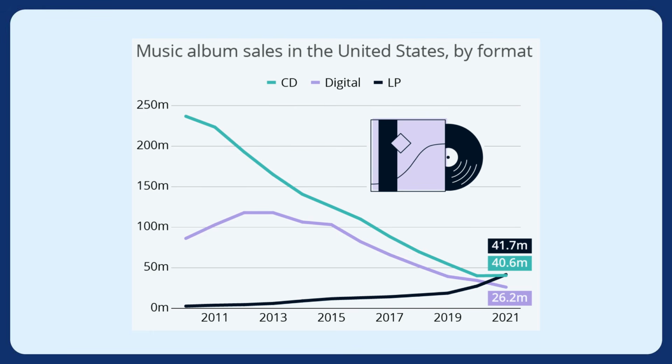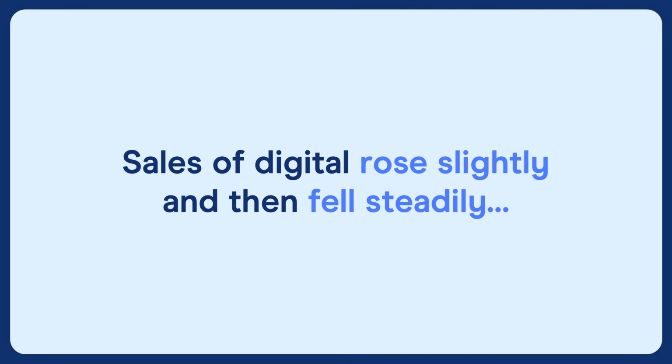What about the purple line? Well, you could say sales of digital rose slightly and then fell steadily. Here we're using a verb adverb combination. Rose slightly, fell steadily. And instead of saying digital sales, we're saying sales of digital to vary our sentences.